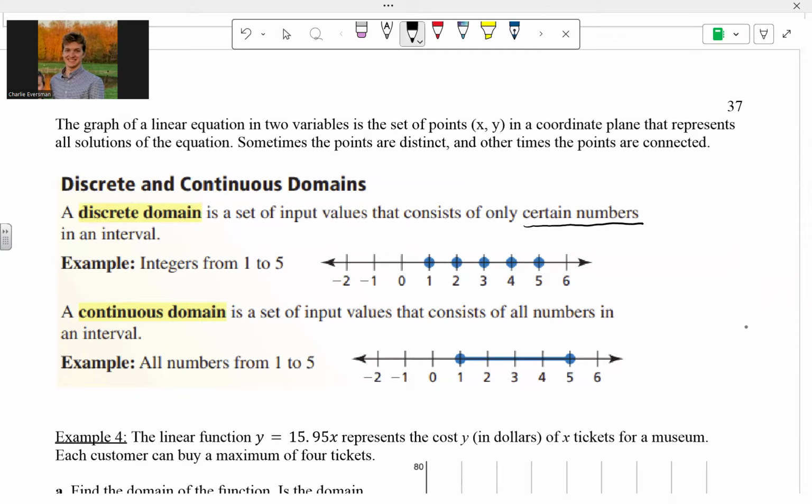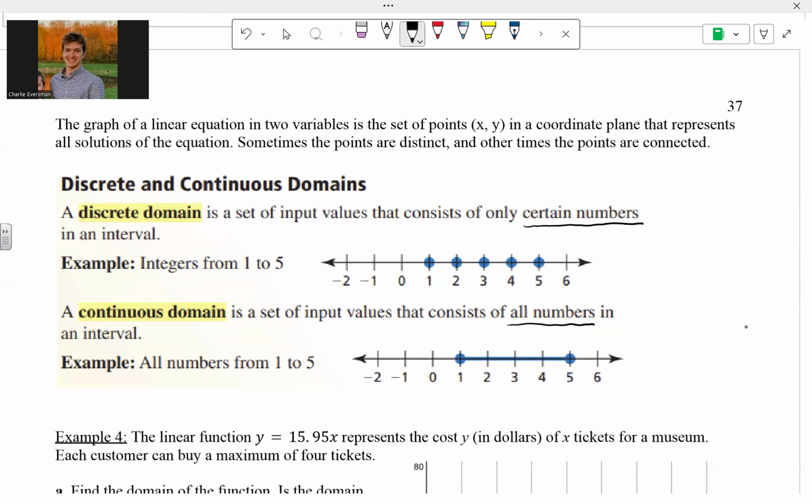A continuous domain is going to have all the numbers in an interval. Notice I've got a dot at 1, I've got a dot at 3, and then this whole thing is shaded in between the two, saying that I could pick values that are in between the whole numbers. I could have 1 and a half. I could have 2 and a fourth. I could have 3 and 3/8 or something like that. I could have a fractional amount here. In the discrete domain, I could have none of the values between the points exactly. I can't do 1.5 in the discrete domain.